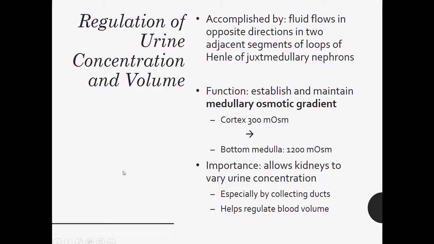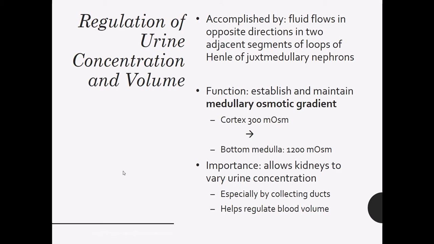So it's actually the loops of Henle, particularly the loops of Henle that are in those juxtamedullary nephrons, the ones that have the really, really long loops that descend down into the medulla, that are responsible for our kidney's ability to change the concentration and volume of the urine that we make.